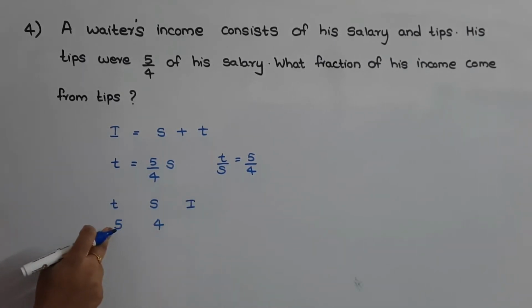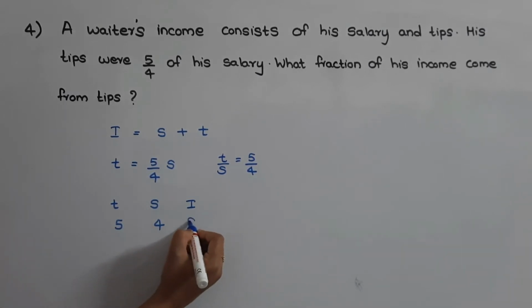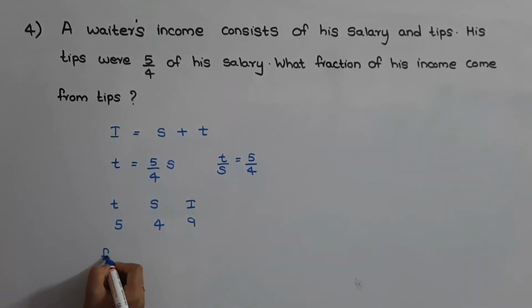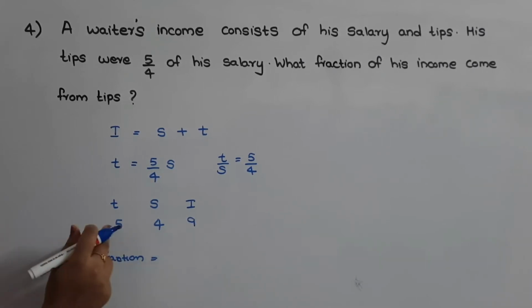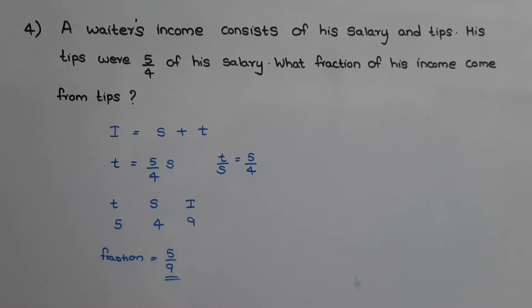Income will be equal to the sum of the ratios of tips and salary, that is 5 plus 4, that is equal to 9. Okay, so the fraction of the income that comes from tips will be equal to 5:9 or 5/9. Okay, so this is the answer.